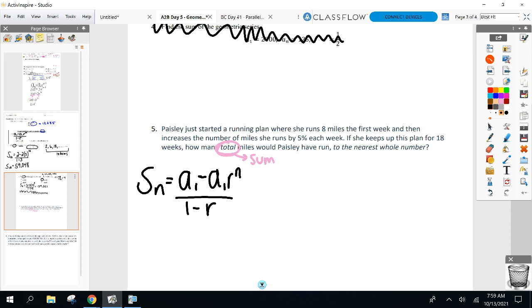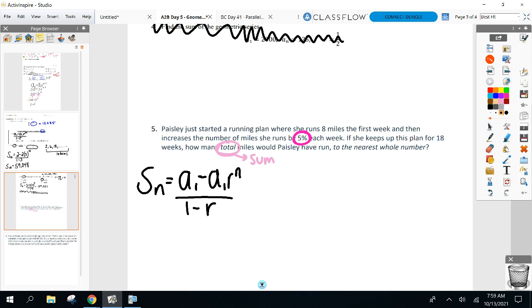Oh, I should have gone over how I knew it was geometric, not arithmetic. Anytime you're going up or down by a percent, it's definitely geometric. Okay, definitely geometric if you're going up or down by a certain percentage.